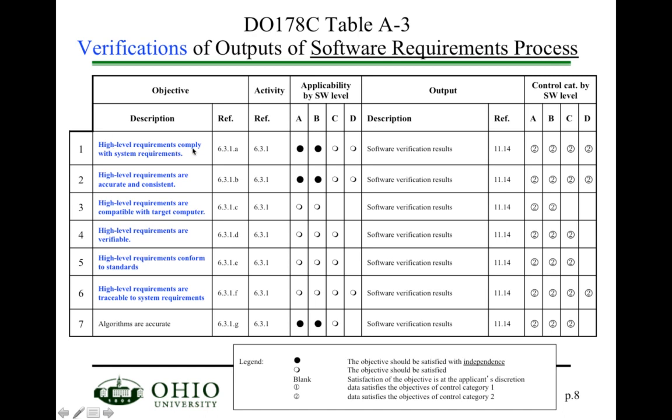high-level requirements comply with the system-level requirements. They're accurate and consistent. They're compatible with the target computer. They're verifiable. In other words, I can verify them somehow. I can come up with a test case for it. And of course, they conform to the standards that you have established. And then of course, they must be traceable to the system requirements.